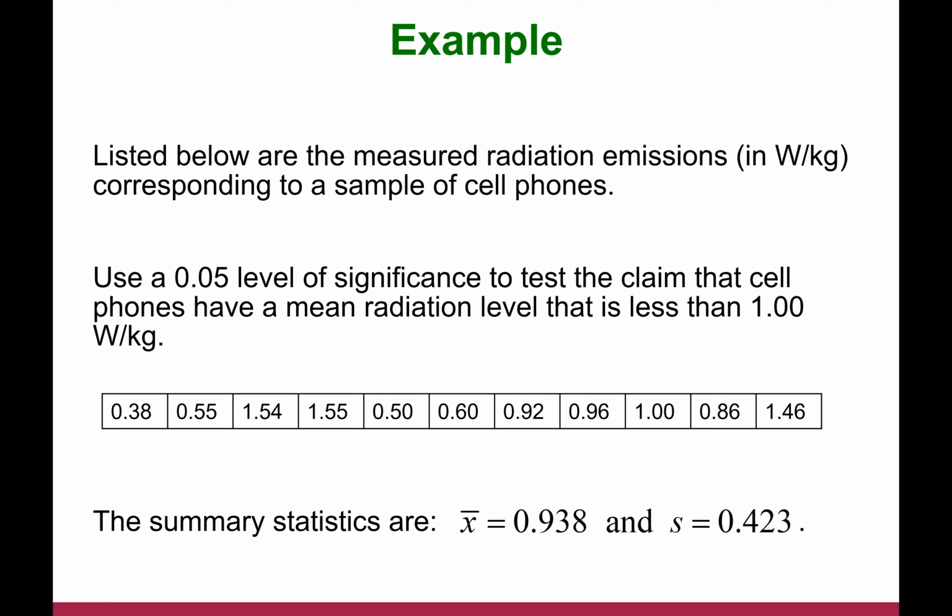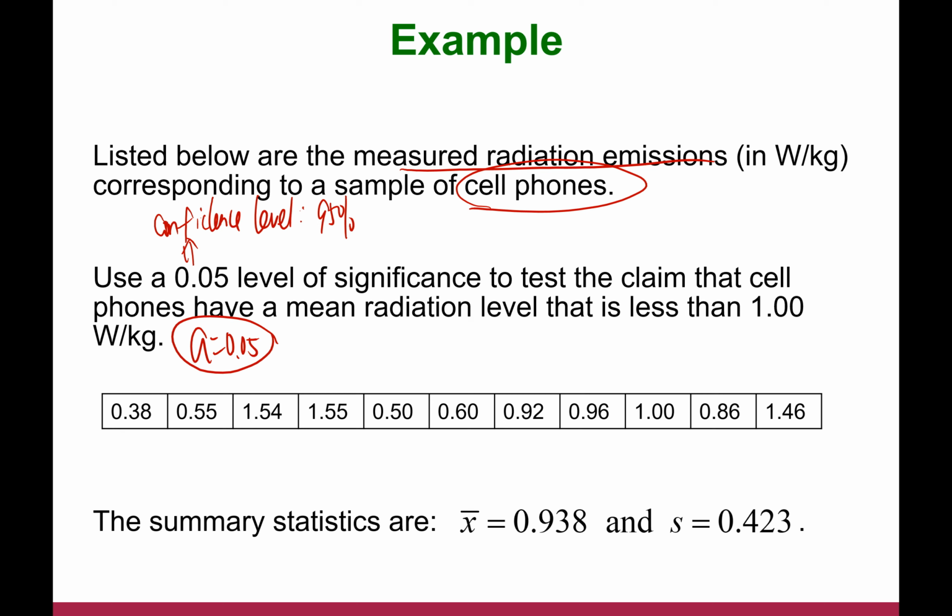So let's take a look at the example listed below. These are measured radiation emissions in watts per kilogram corresponding to a sample of cell phones. Here alpha is 0.05. No, this is alpha, right? Confidence level is 95%, that's why alpha equals 0.05. We want to test, at this significance level, the claim that cell phones have a mean radiation level that's less than 1.00.